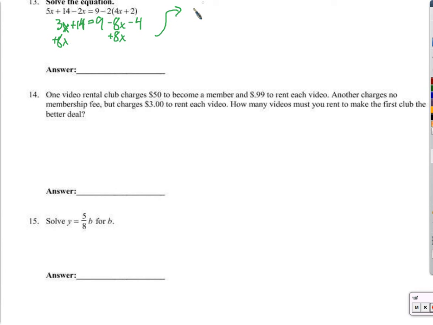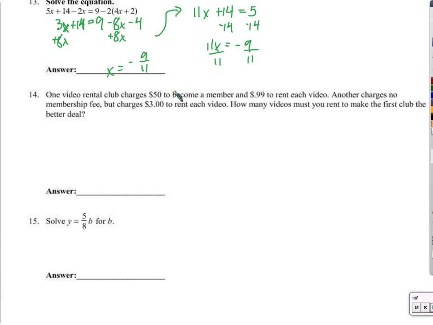Bring my work up here. 8x plus 3x is 11x plus 14. I'm going to take 9 minus 4 and get 5. I'll subtract 14. 11x equals negative 9. Divide by 11, and x equals negative 9/11ths.